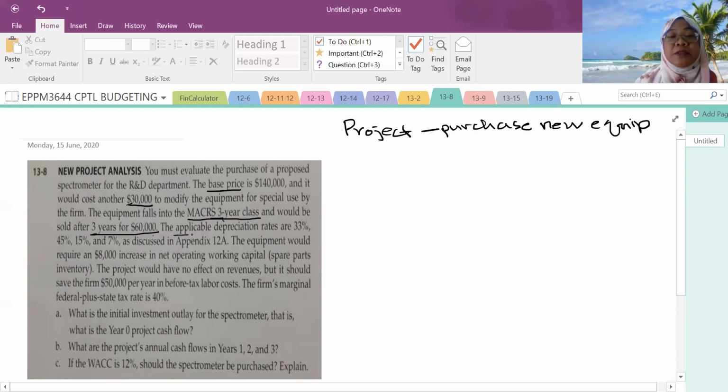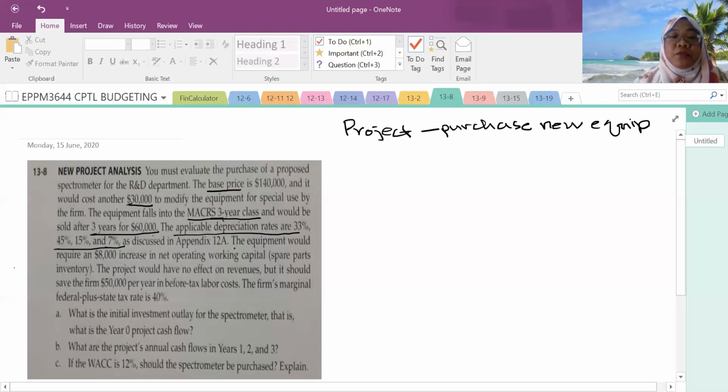Alright. The applicable depreciation rates are 33%, 45%, 15%, and 7%. So basically, bila you diberikan MAC-RS sebagai depreciation method, the rates will be given. So tak perlu nak hafal, jangan risau macam tu.